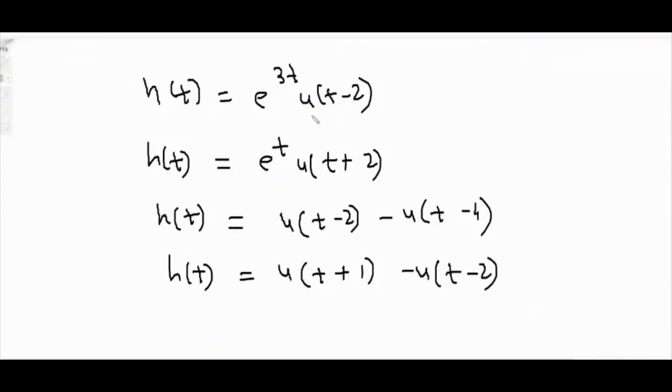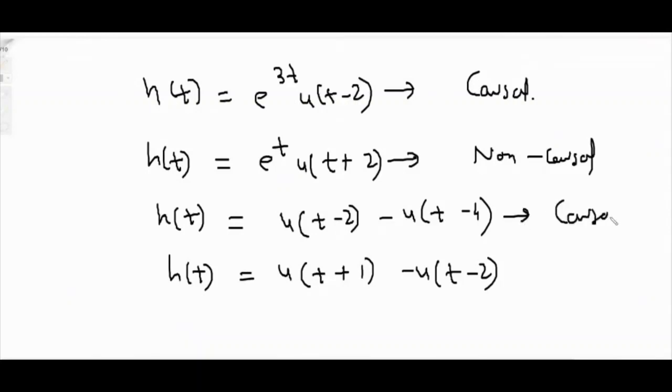Okay, first one. u(t-2): it is of the form u(t) or u(t-alpha), therefore causal. Then this one is not of the form u(t) or u(t-alpha), therefore non-causal. Then this one is of the form u(t-alpha), therefore causal. Then here u(t+alpha) is present, right? u(t+alpha) is present, therefore the answer is non-causal.